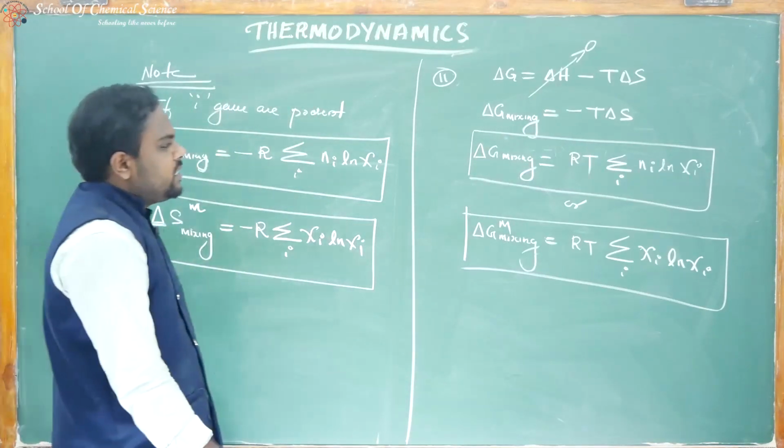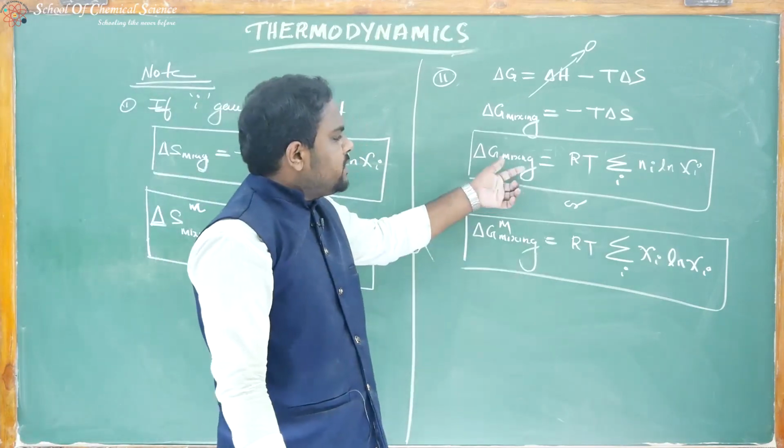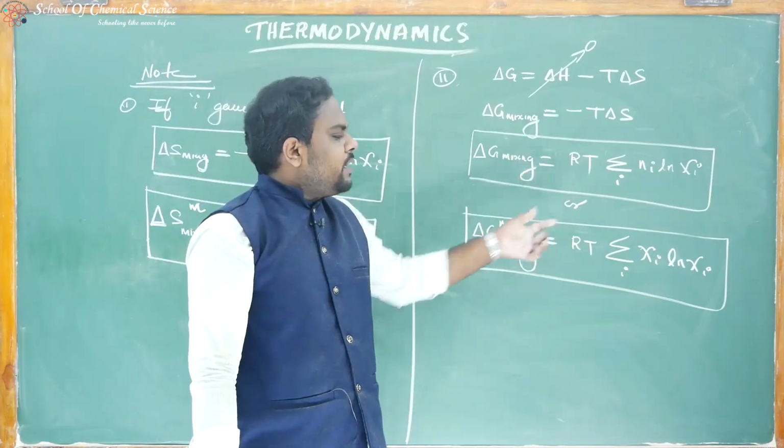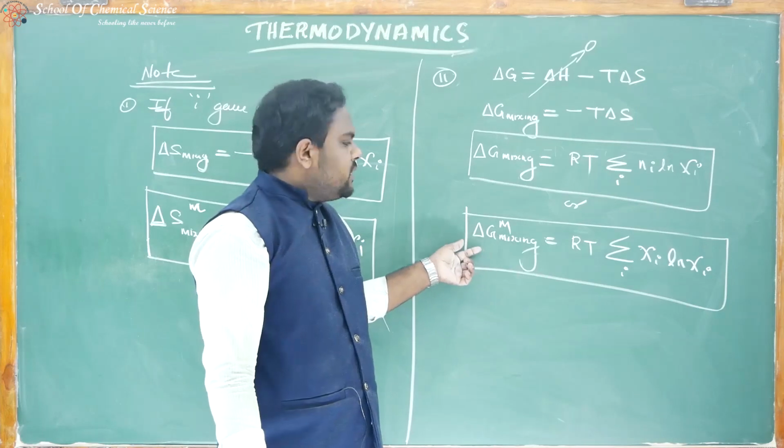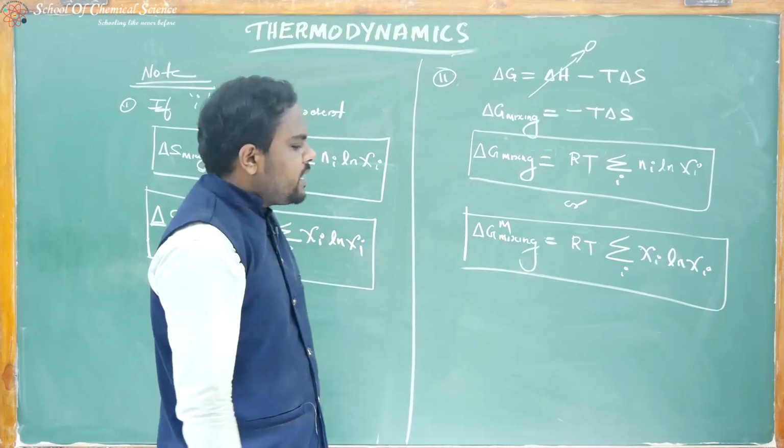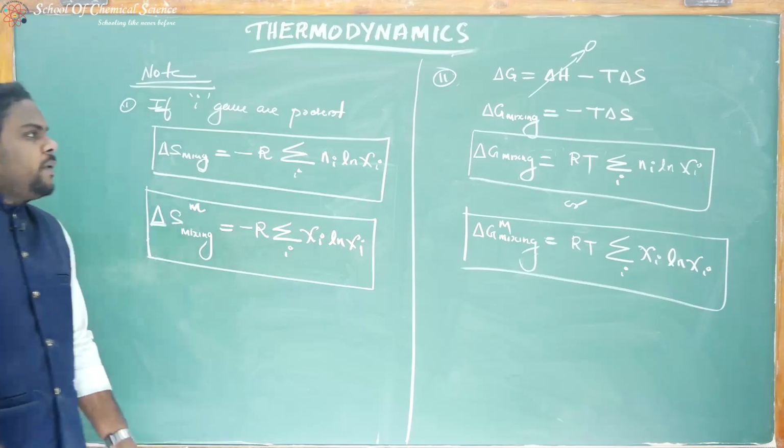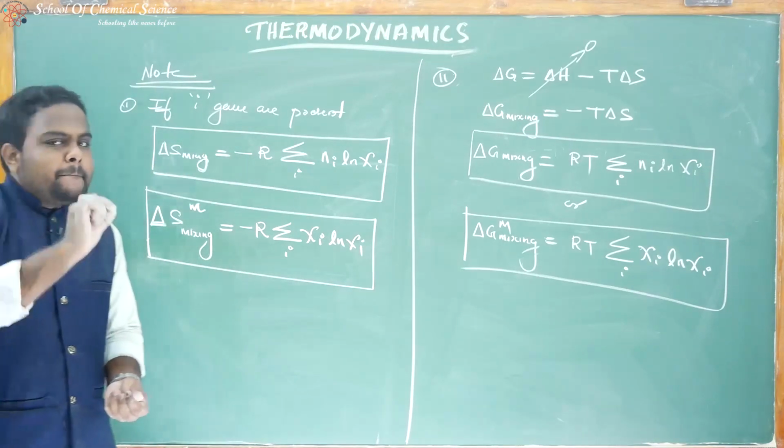What is the Gibbs free energy change for mixing? Delta G mixing equal to RT sigma i Ni ln chi i. Molar Gibbs free energy change for mixing equal to RT sigma i chi i ln chi i. So that's about ideal mixing.